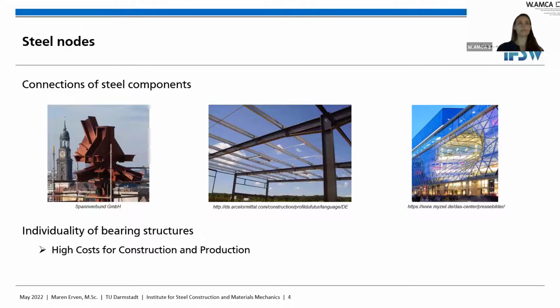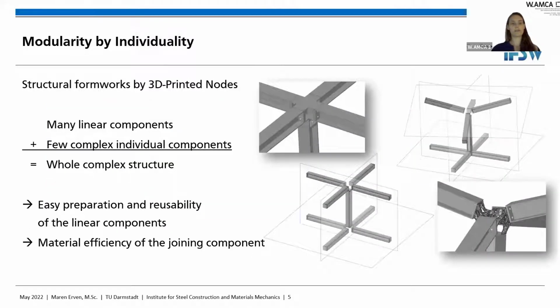But with additive manufacturing, we can make it better. We can form a whole complex structure from just a few individual components. So we take all the complexity and shift it to the nodes. That leads to easy preparation and reusability of the linear components, and material-efficient joining components, which are then the 3D printed steel nodes.